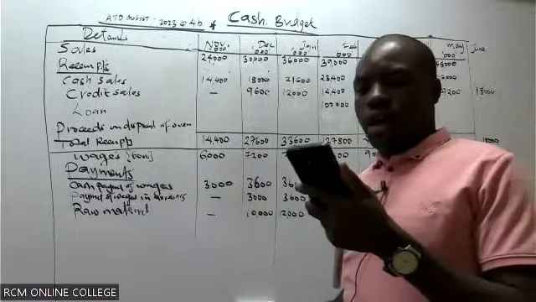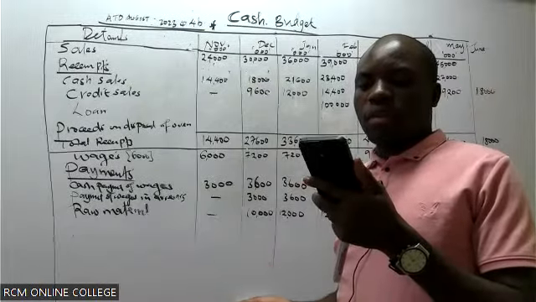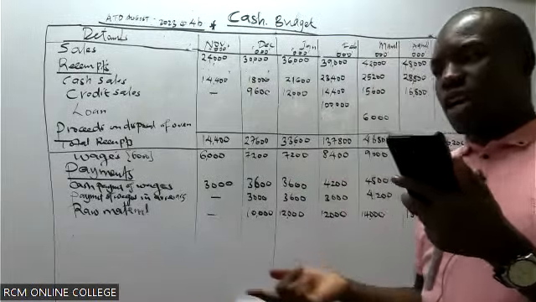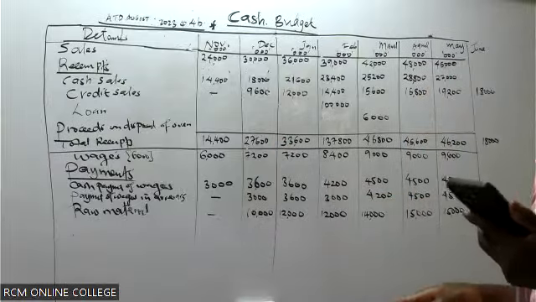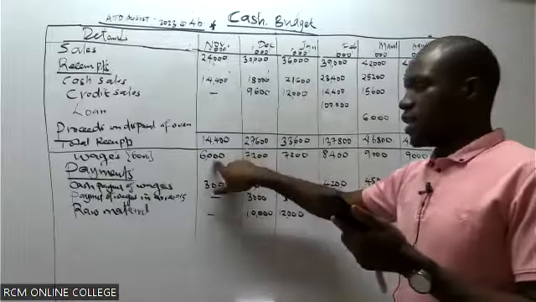Then we are told there under purchases that direct wages is 6,000 per unit of production. Again, the wages are now being based on units of production. So 1,000 by 6,000 is 6 million.